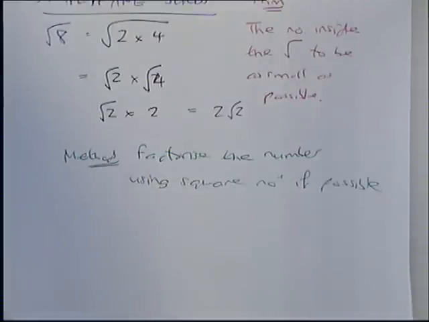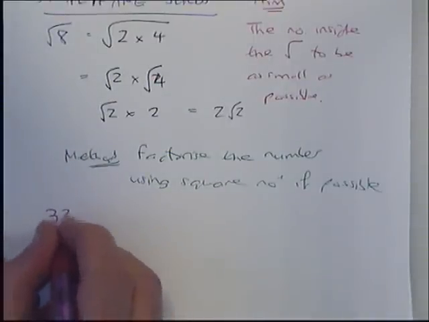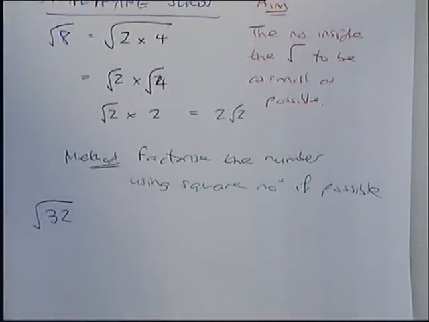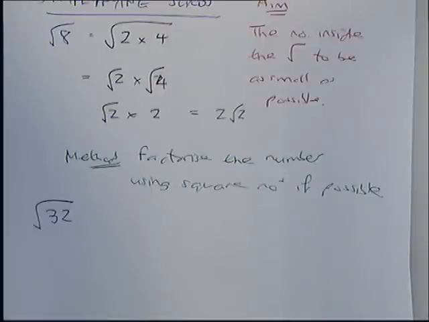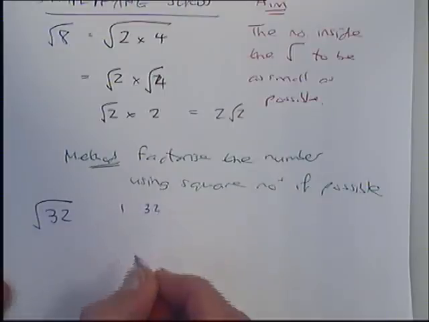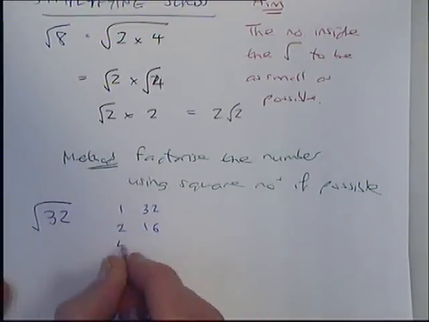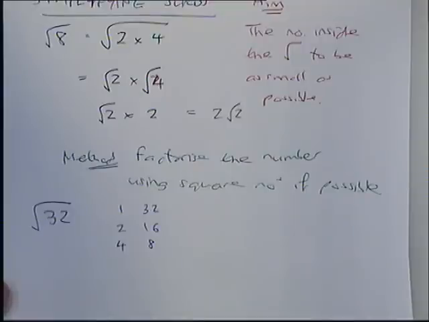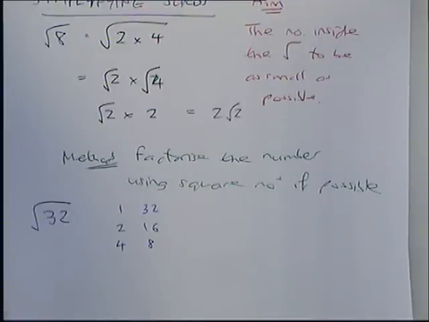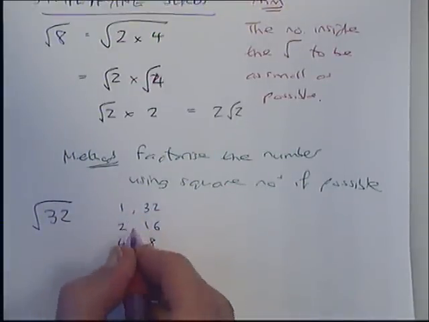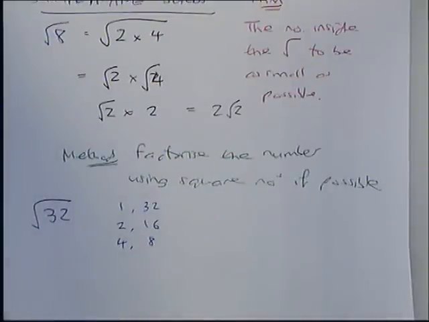So, if we look at another one, if we look at the square root of 32, there are various ways we can split 32 up into factors. There's 1 and 32, there's 2 and 16, there's 4 and 8. Those are factors of 32. Which of those pairs has got a square number in it? Or maybe I should actually say which of those pairs has got the biggest square number in it.